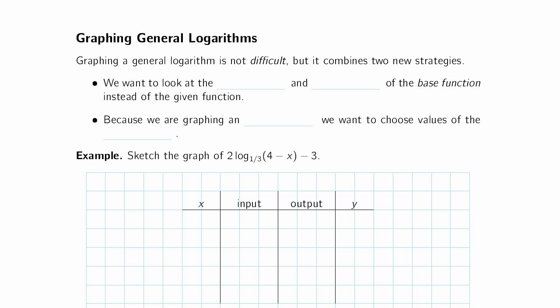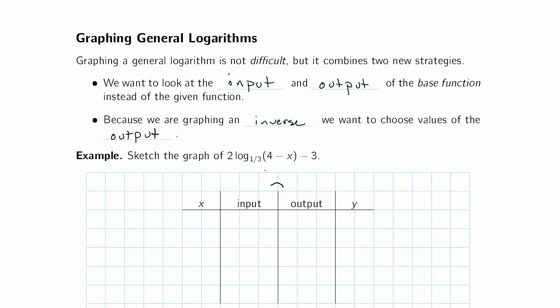The technique that we're going to use to graph general logarithms is not a difficult technique, but it does combine two moves that we haven't had a lot of practice with yet. The first one is the move that we used to graph the exponential. Rather than looking directly at the function we're given, we're going to look at the input and output of some base function, in this case the base log function. And then because we're graphing an inverse, instead of choosing input values, we're going to start by choosing output values.